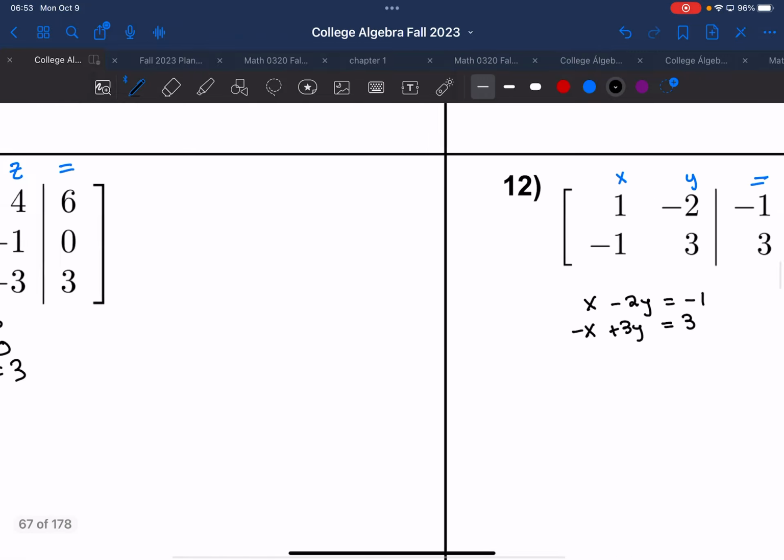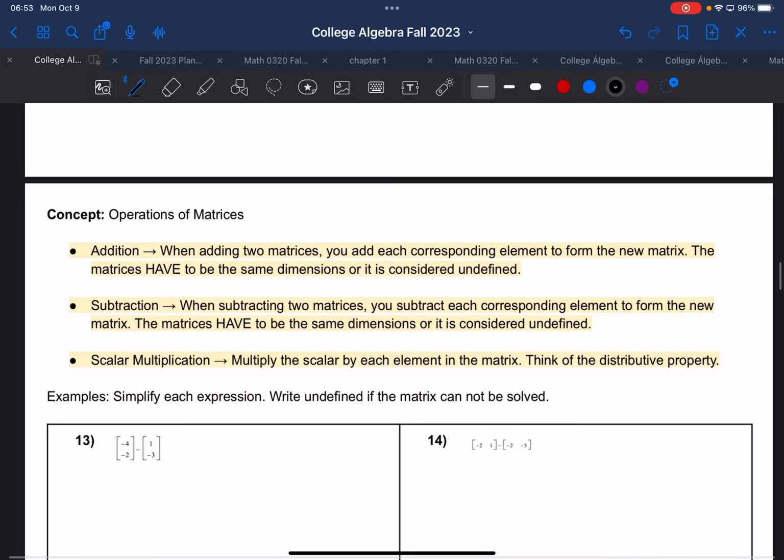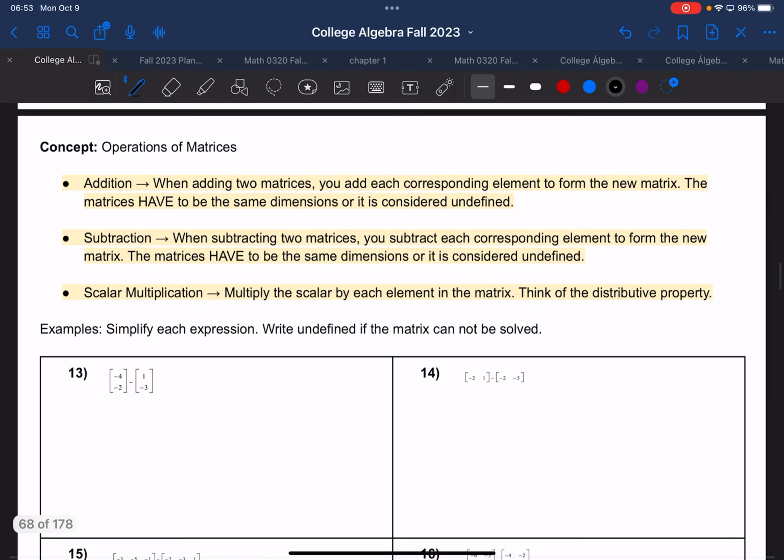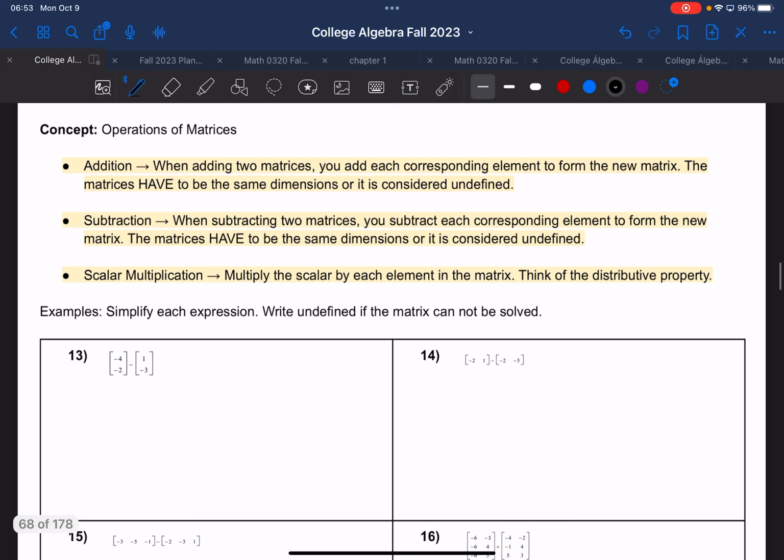Okay, so continuing on to the last concept, which is operations of matrices. The only operations we're going to discuss in this course are addition, subtraction, and scalar multiplication. There are plenty of other operations, such as multiplying 2 matrices, dividing 2 matrices. All of that is for a different course.